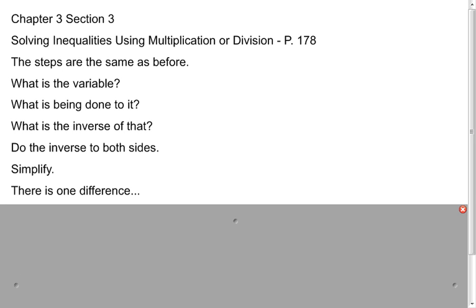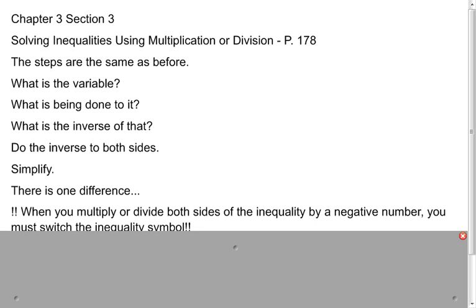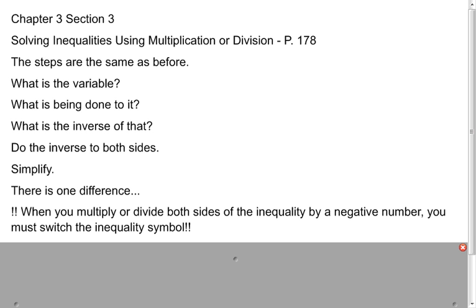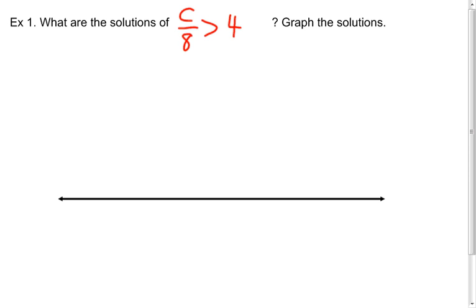There is one major difference in this section that a lot of people make a mistake on. These are all going to be multiplication and division problems, and we know that the inverse of multiply is divide, and the inverse of divide is multiply. When you multiply or divide both sides of an inequality by a negative number, you have to switch the inequality symbol. Okay? We'll have a couple of those in this section.